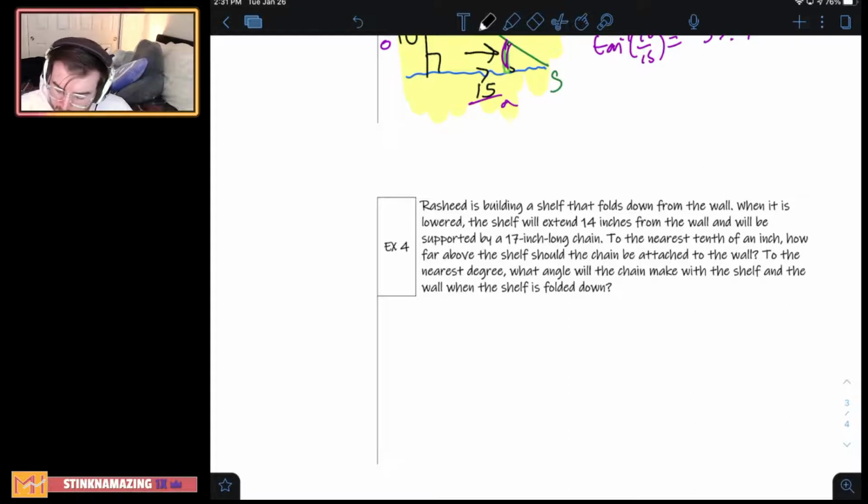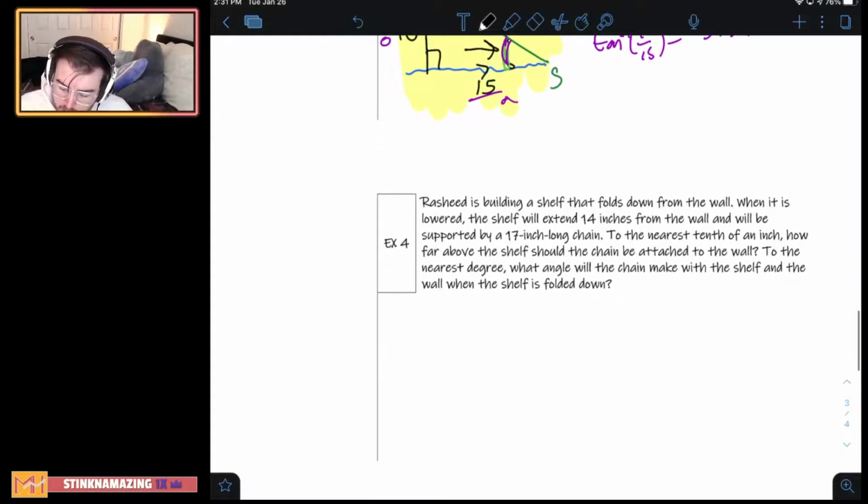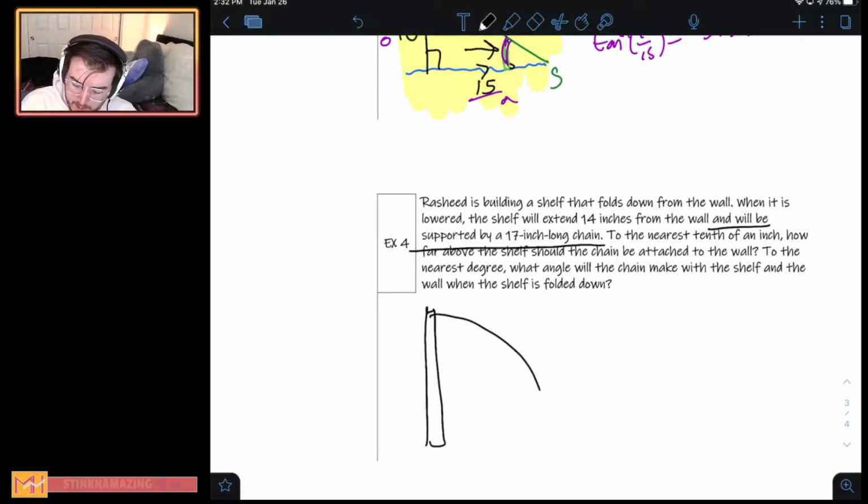Rashid is building a shelf that folds down from the wall. When it is lowered, the shelf will extend 14 inches from the wall. So here's a wall, and the shelf folds down from the wall. I'm imagining a shelf that's like those beds that fold down from the wall, right? You know what I'm saying? Well, it's not a bed, it's a shelf.